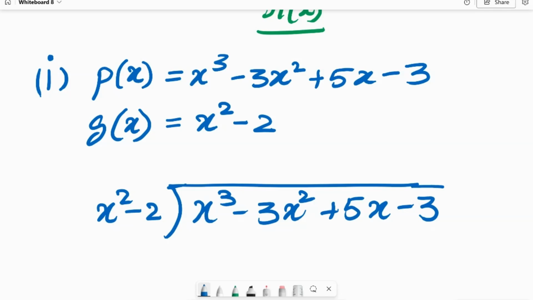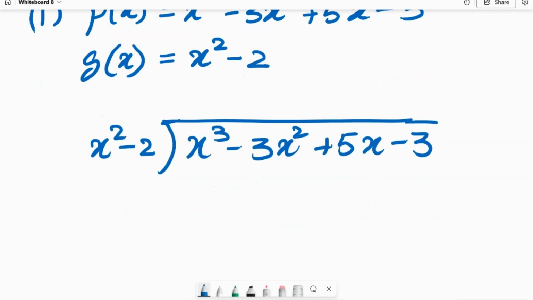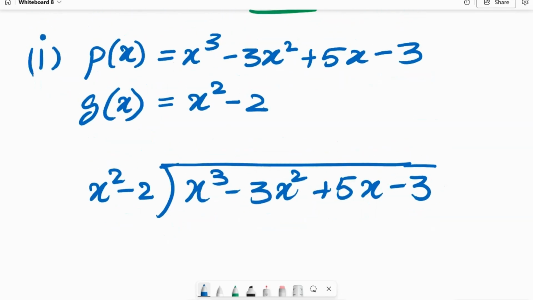So let's take an example here. If we have the first one, p of x equal to x cube minus 3x square plus 5x minus 3, and g of x we have x square minus 2. So in that case, we multiplied 3 with 3. In this case, what do we need to multiply? So to divide polynomials, we have to multiply a term to g of x, which is equal to the p of x. So listen carefully.